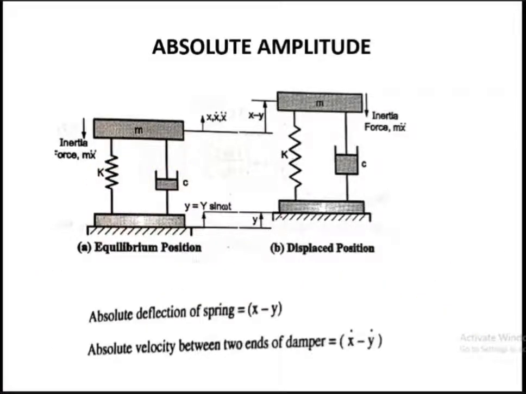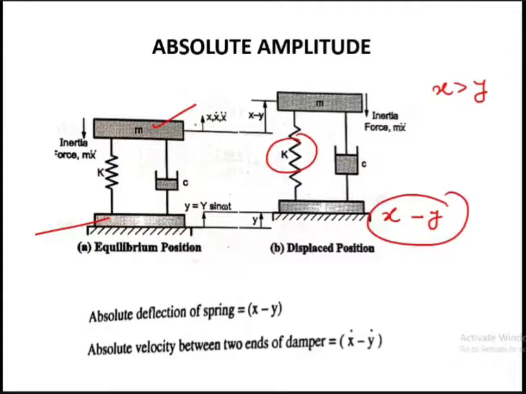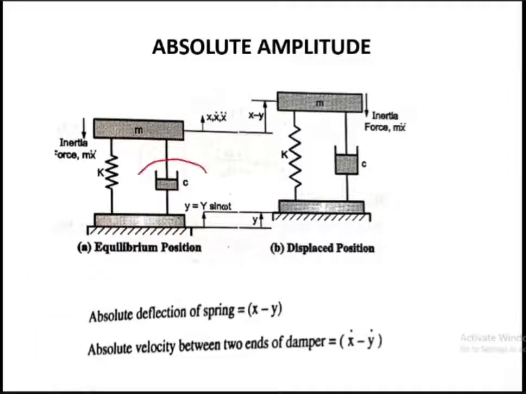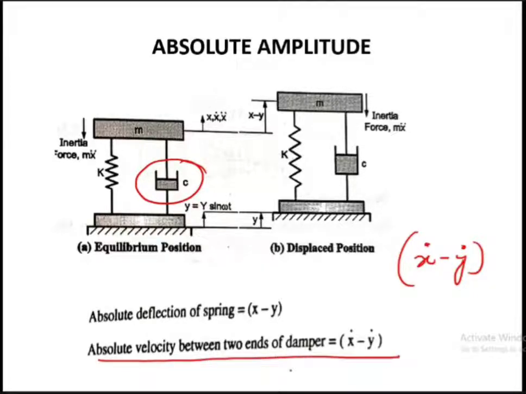So similarly here, what will be the absolute deflection of the spring? The spring is connected between the mass m and the base. Assuming x is greater than y, the deflection of the spring will be x minus y, that is the deflection of mass m minus the deflection of the base. And for the damper, which we consider related to velocity, the absolute velocity between the two ends of the damper will be x dot minus y dot. I hope it is clear to all of you.